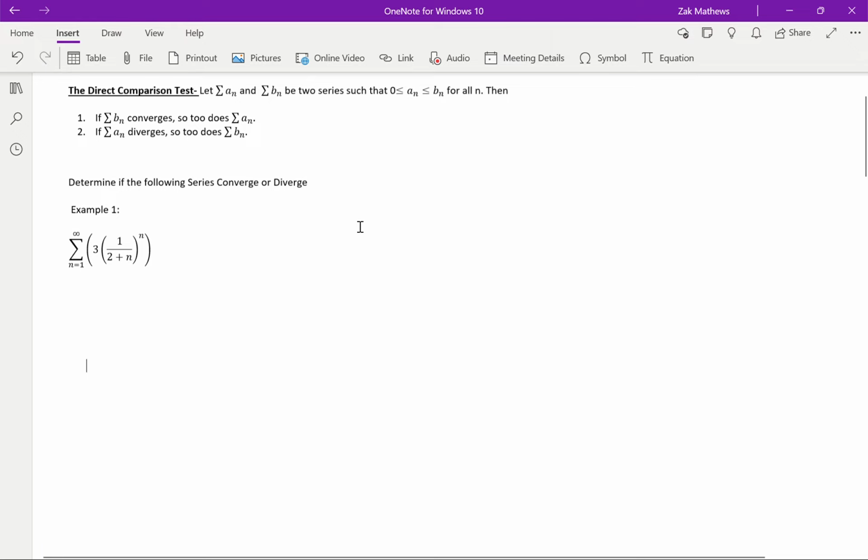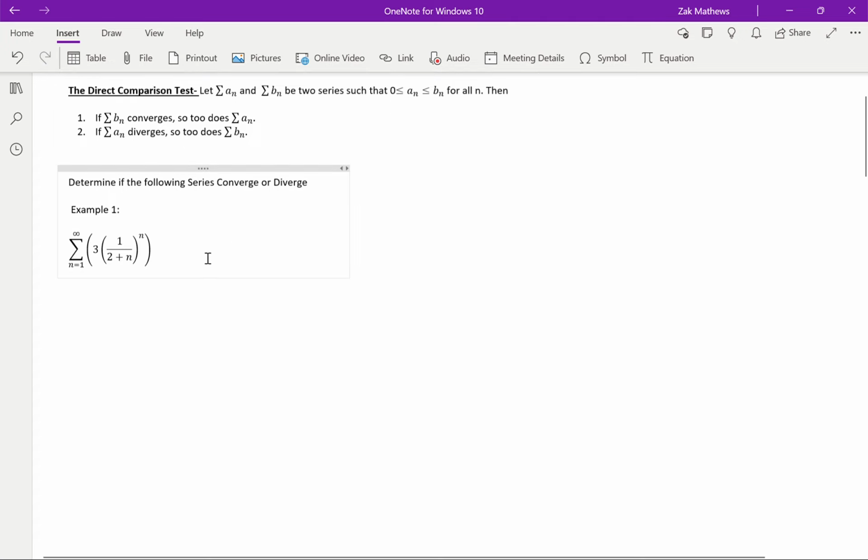So very, very similar to our direct comparison test for integrals. The bigger thing is convergent, so does the smaller thing. If the smaller thing diverges, so does the bigger thing. Now, we do need to show conditions to be able to apply these, just like we did for our integral test. So the condition we have is that both the series that we start with, and the one we're comparing to, that both of those things are greater than 0. So that's not real hard to show.